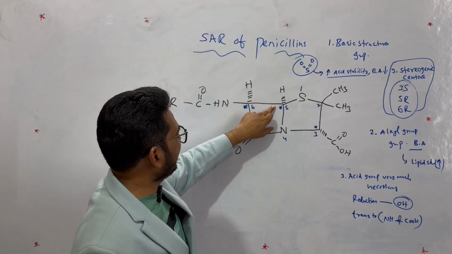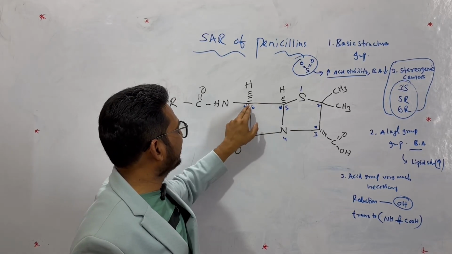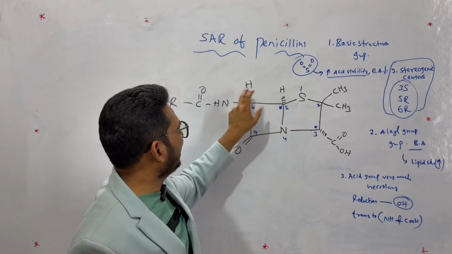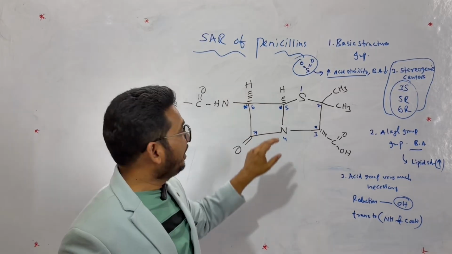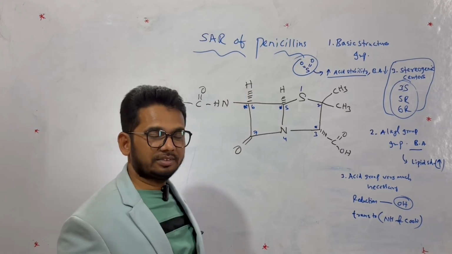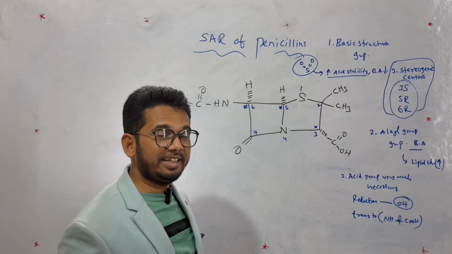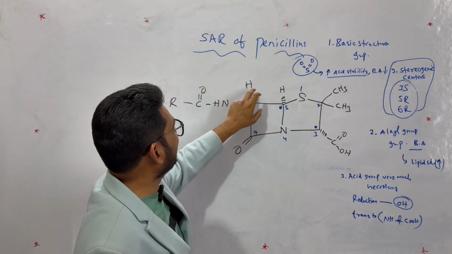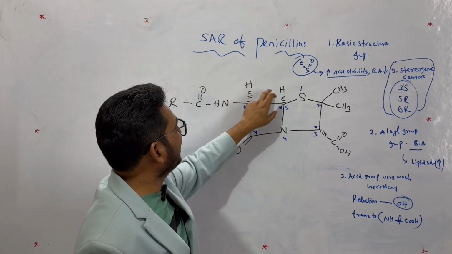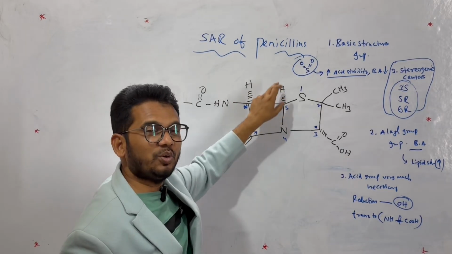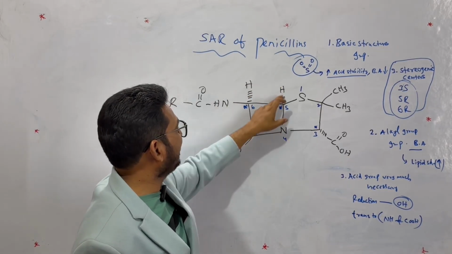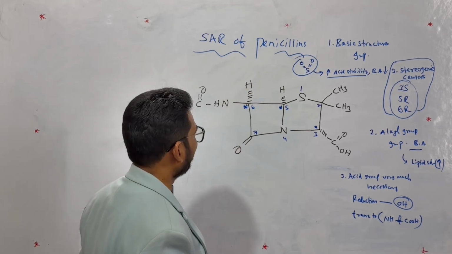Now see, in this case what happened? Fifth position, sixth position, both hydrogens are there. You can substitute this hydrogen. If you substitute this hydrogen, the antibacterial action is going to decrease. And another thing is that the fifth and sixth position hydrogens are cis to each other, on one side only. See, both are on the upper side on the dotted bond. Same side.